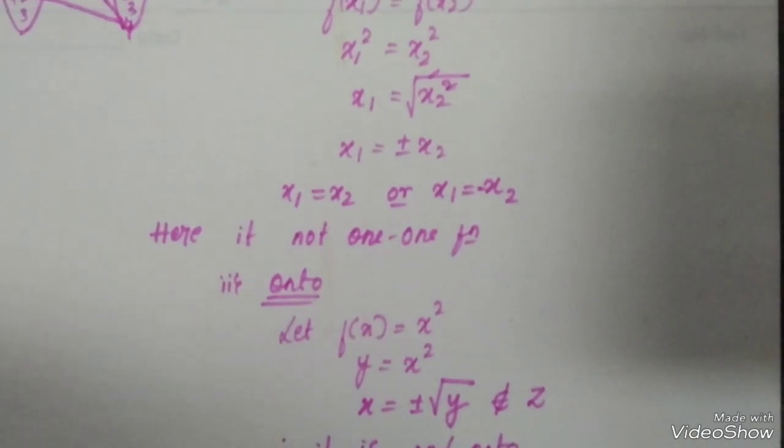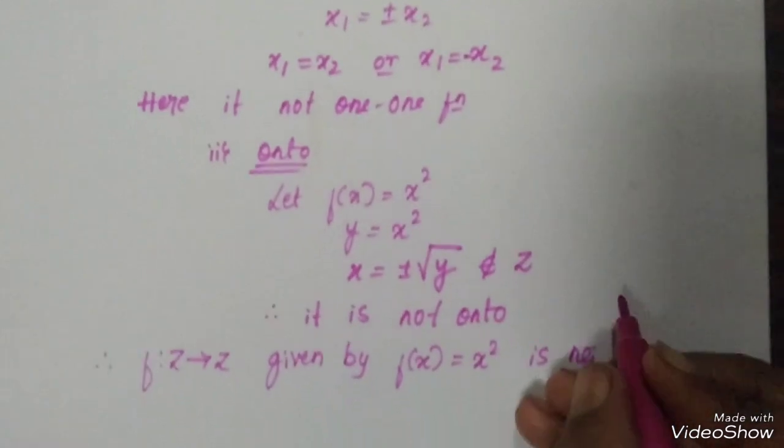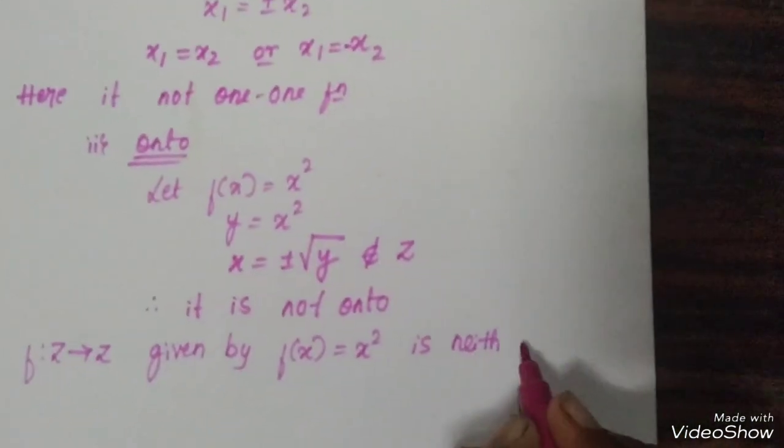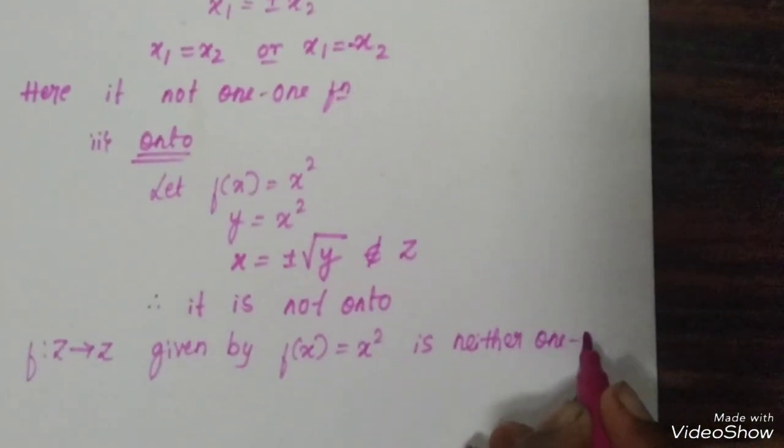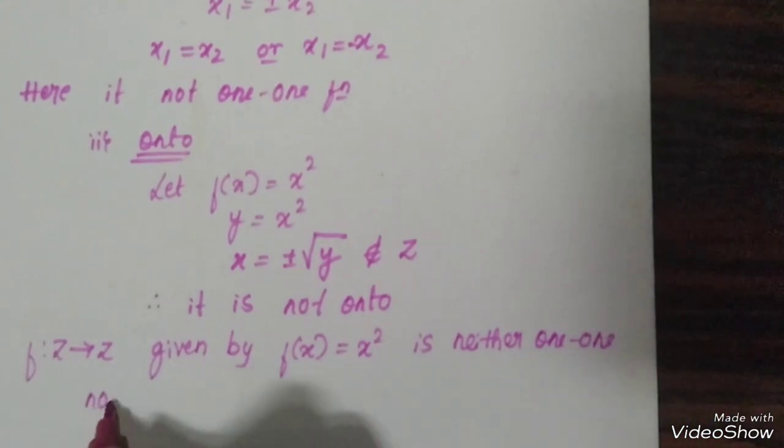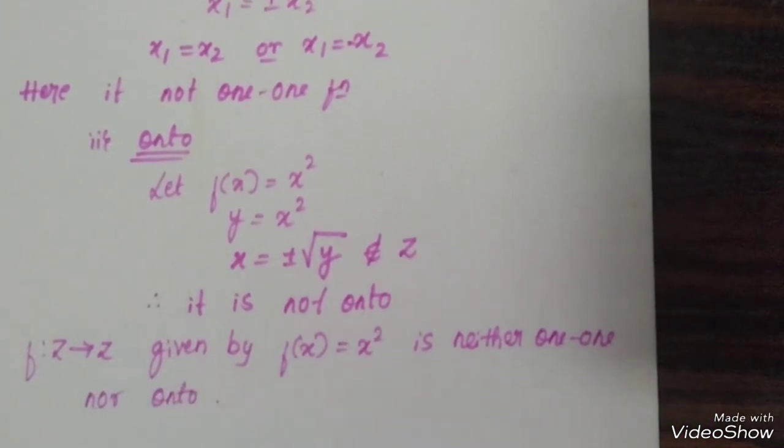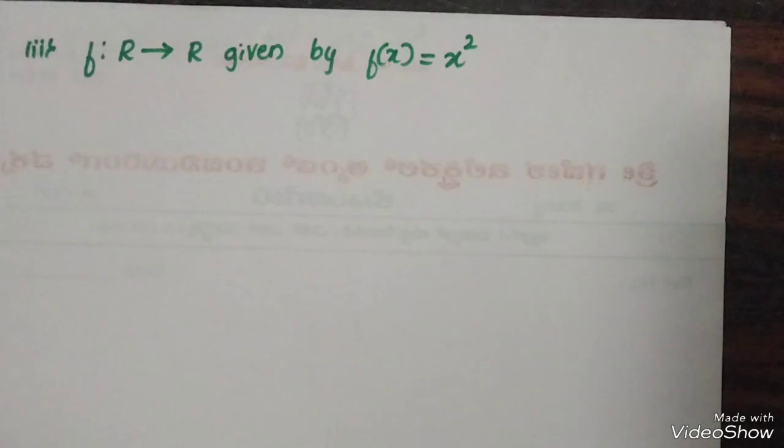Therefore a function f from Z to Z given by f of z equals z square is neither one-one nor onto. Okay, next question number 3. A function f from R to R given by f of x equals x square. This one is present in the examples questions.